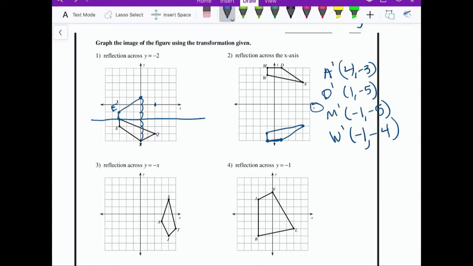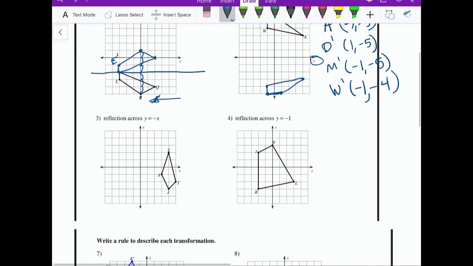And so again, this is our new image. We just call it the image. The pre-image is the original, and the image is what is created new. And so that's how you do that.